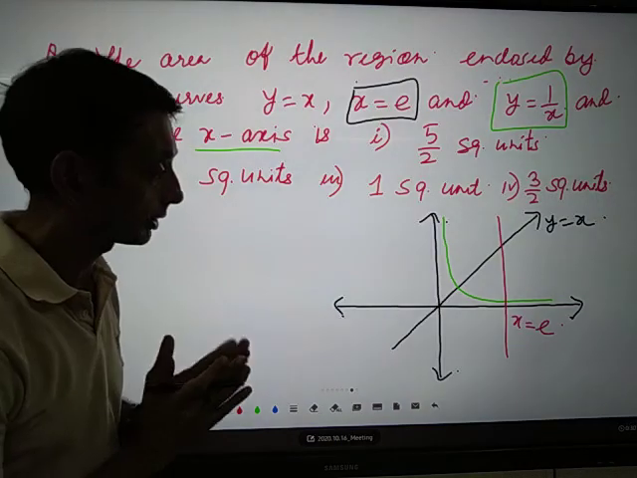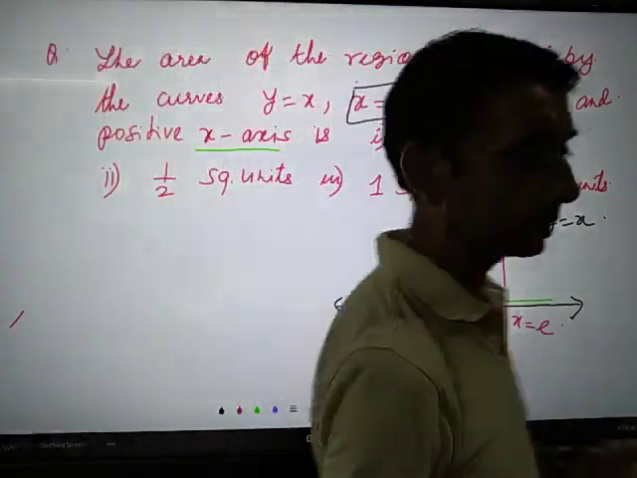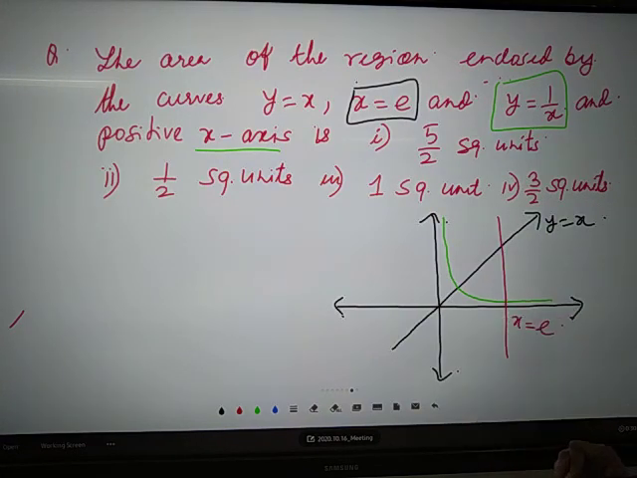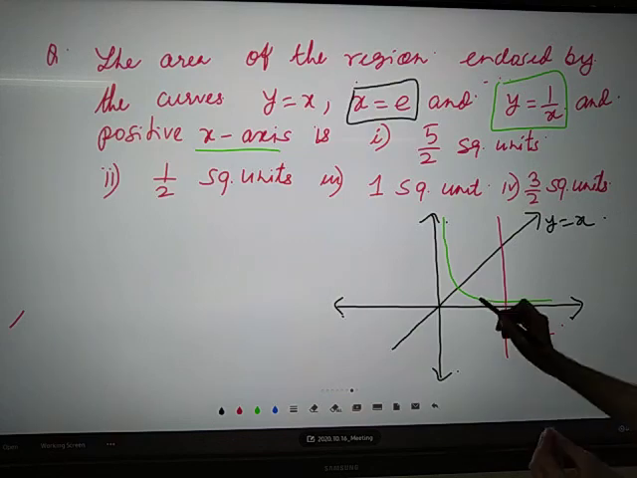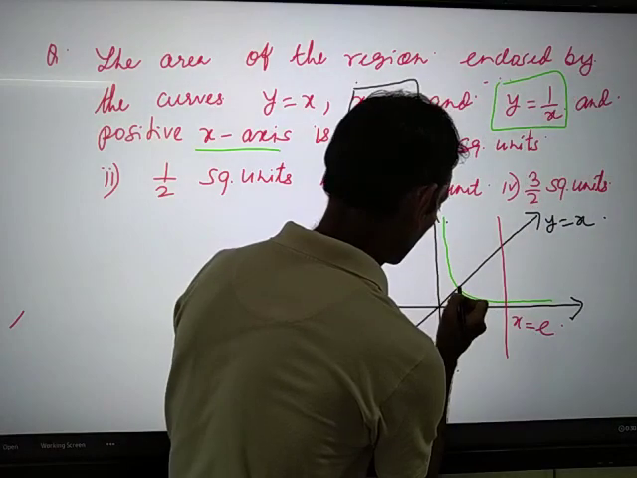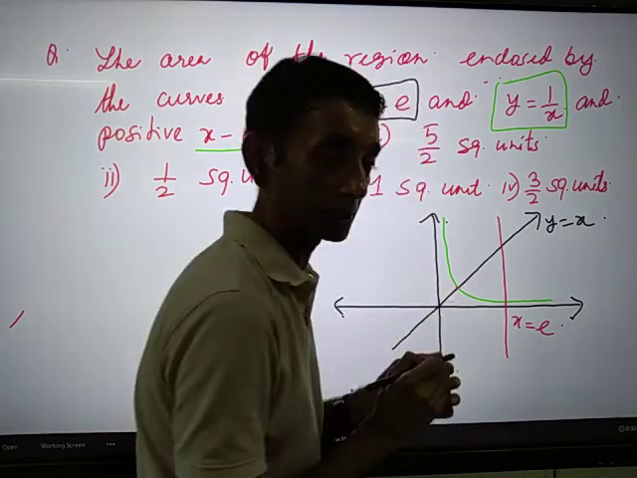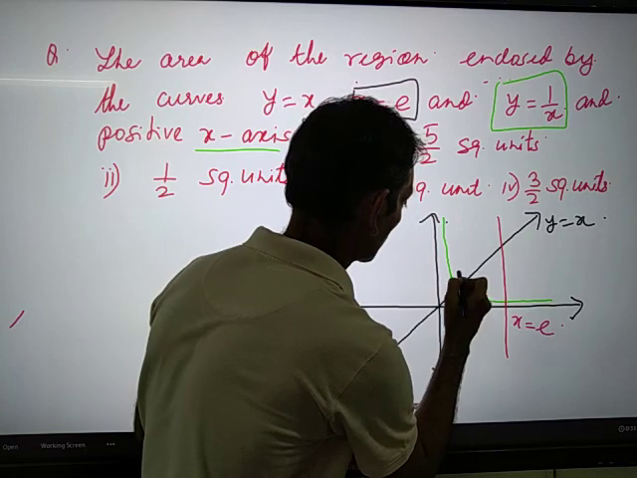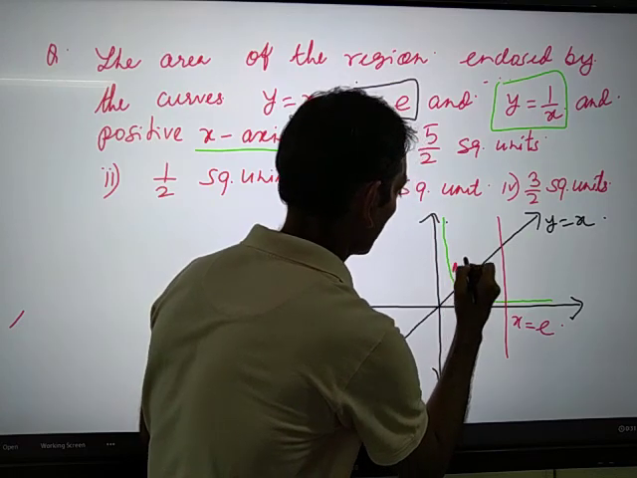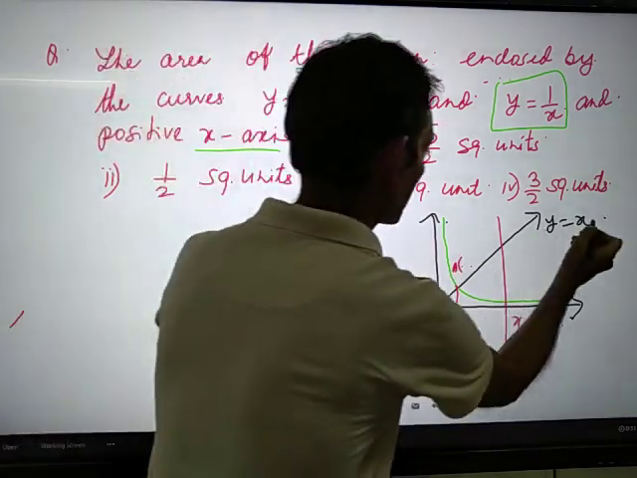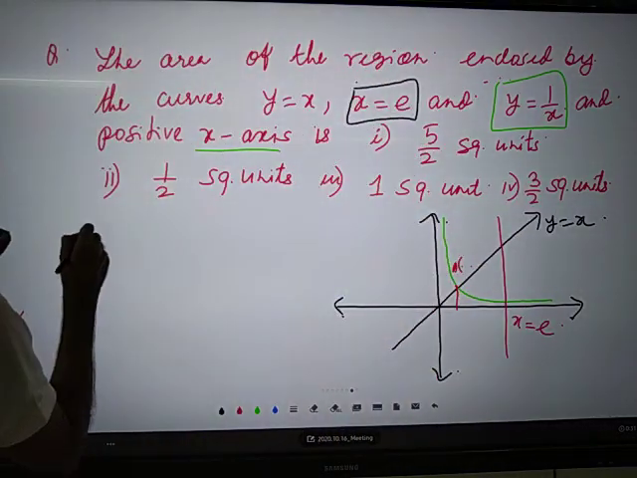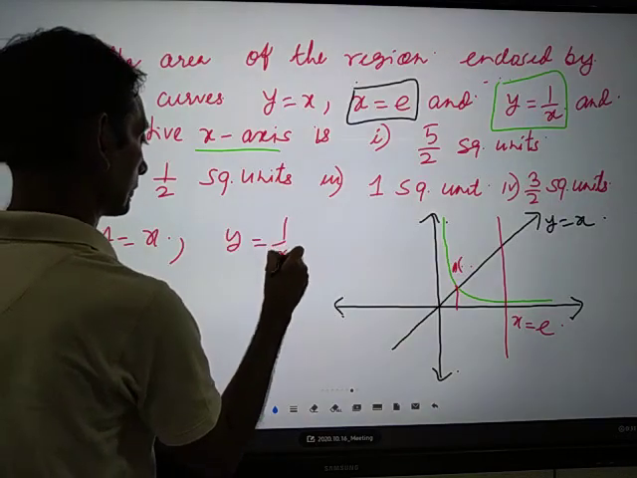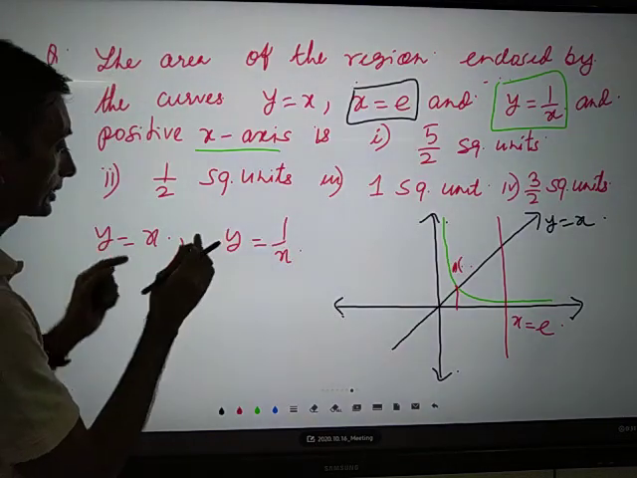Now let us shade the portions. Let us first locate the portions which you need to determine. You have seen that this is a point of intersection, so we just need to find the point of intersection. We just draw an ordinate from this. Say this point is A. Now just solve these equations: y is equal to x and y is equal to 1 by x.